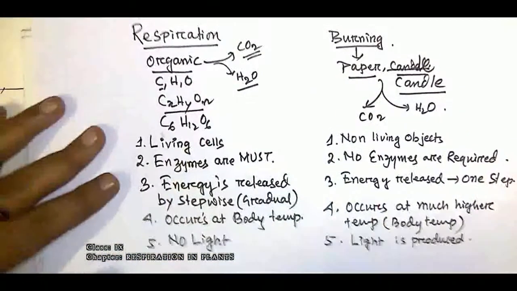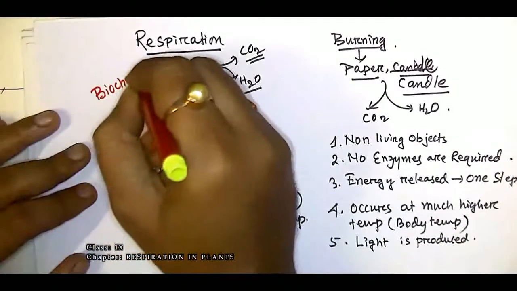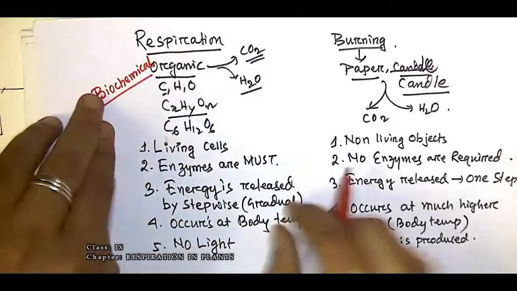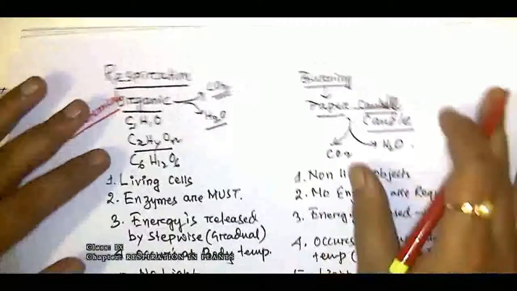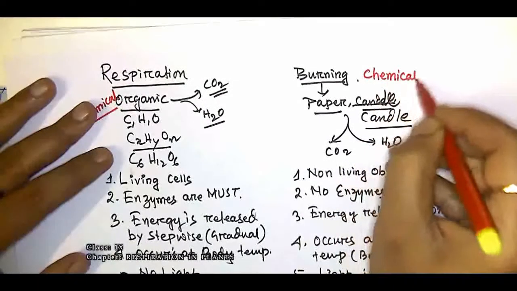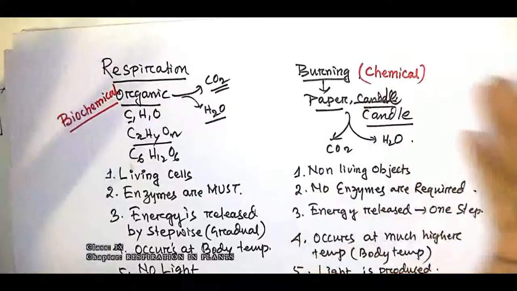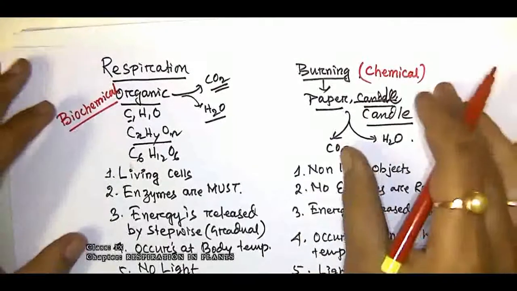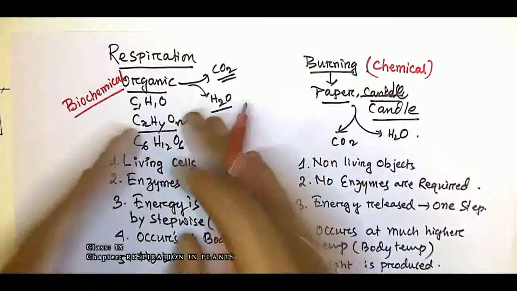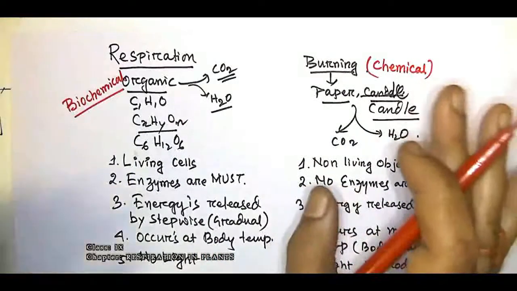Once again, this is a biochemical process. Why is this a biochemical process? Because it is occurring in a biological system. Burning is basically a simple chemical process, right? Because it occurs in your physical world, and it is not going to occur inside the cell. I believe the differences are absolutely clear to you, right?